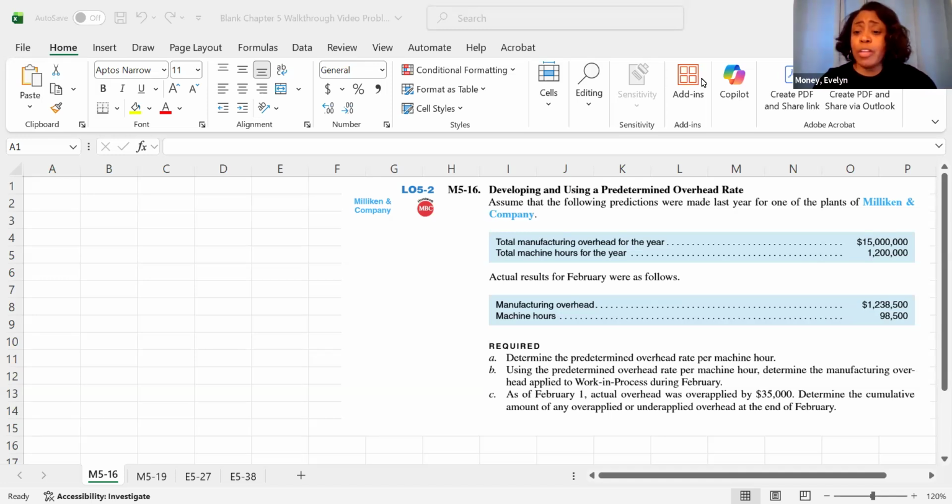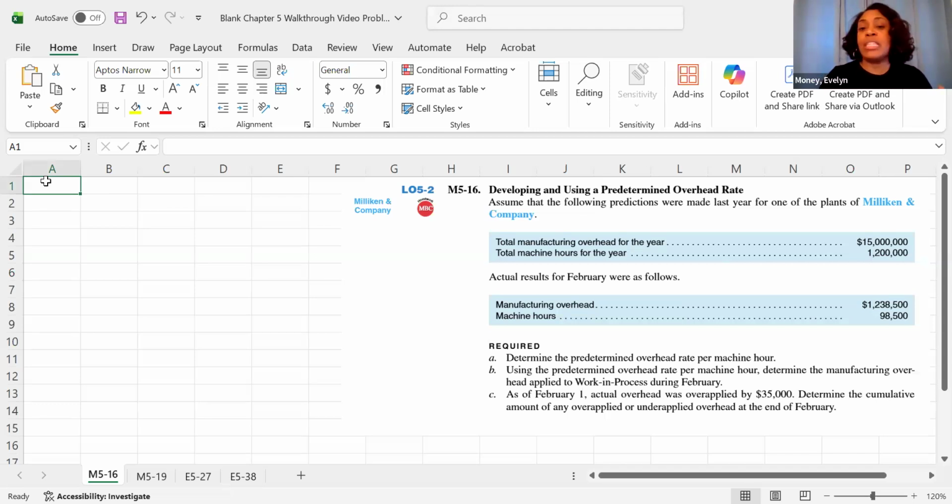We're going to determine the predetermined overhead rate per machine hour. Then we're going to use that rate to determine the overhead applied. And then we are going to determine the amount of over or under applied overhead at the end of the month.